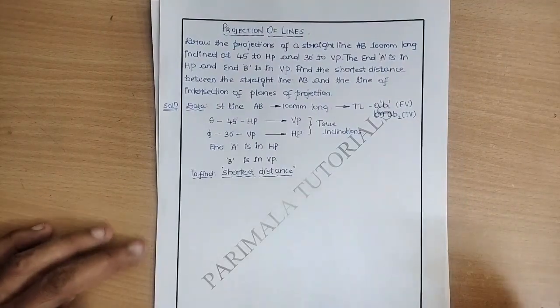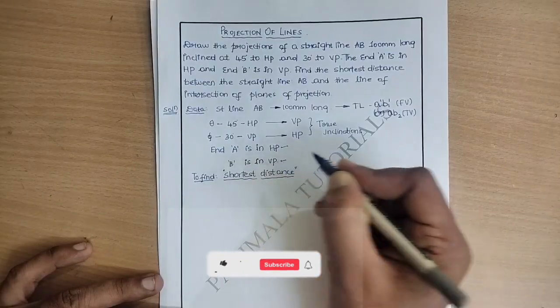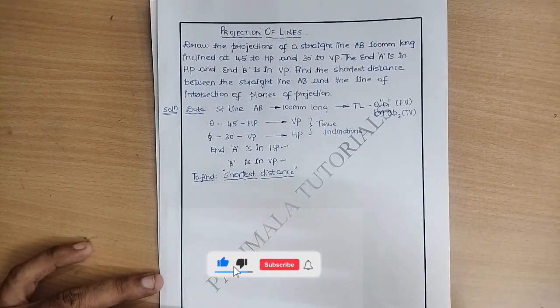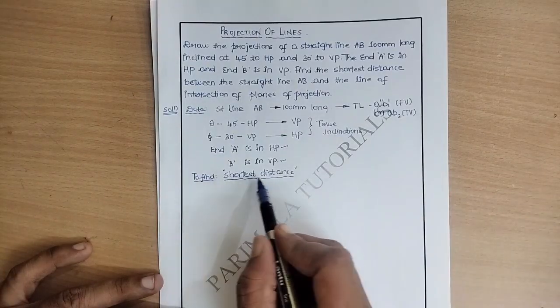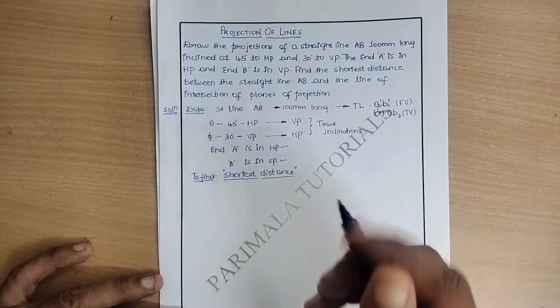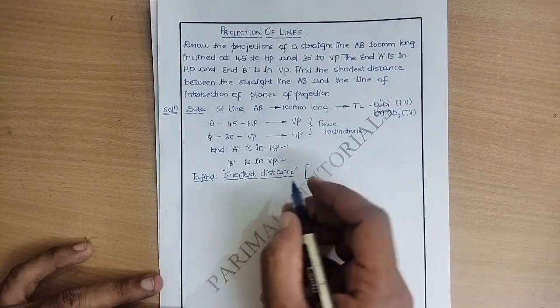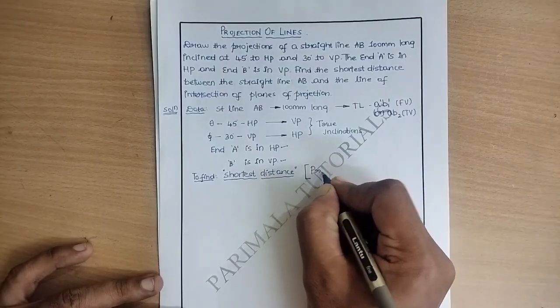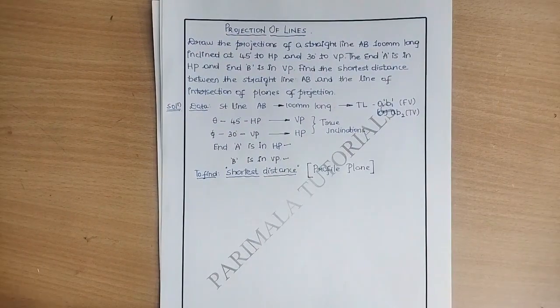But what is that one more important data we are left out? End A is in HP and end B is in VP. Generally, in the previous problem we solved, we used to find out the apparent length or the apparent inclinations. In this case, we need not find the apparent length or apparent inclination. We are supposed to find out the shortest distance. First clarity we should have in mind here is, whenever it is the shortest distance, we should obtain the profile plane. With this data, let us obtain the solution.